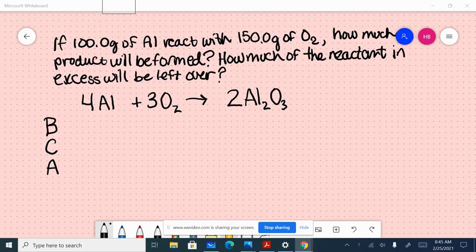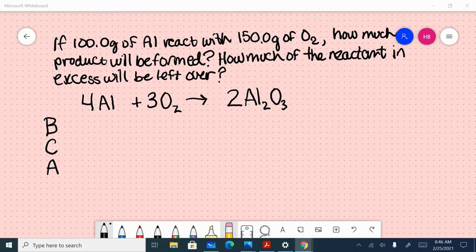Here's an example of a general problem that I made up with some nice round numbers and a chemical equation that we're really familiar with. So if 100.0 grams of aluminum reacts with 150.0 grams of oxygen, how much product will be formed? How much of the reactant in excess is left over?